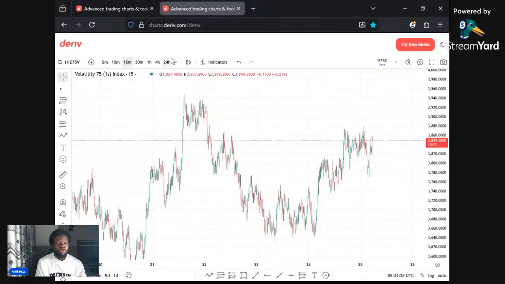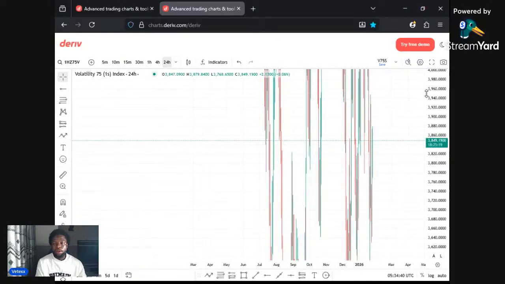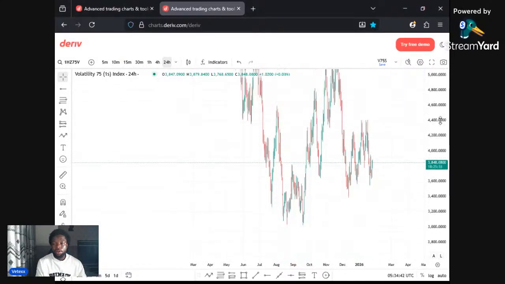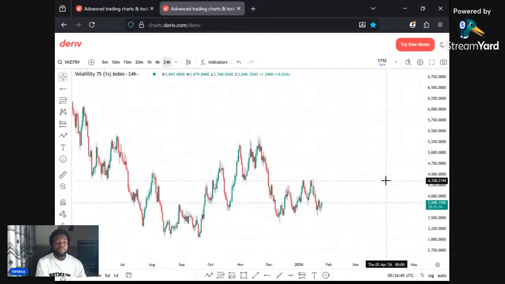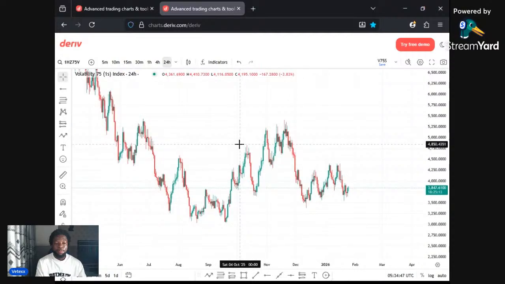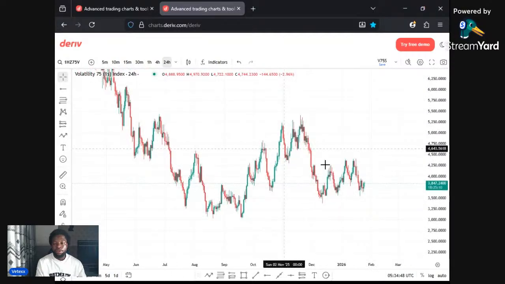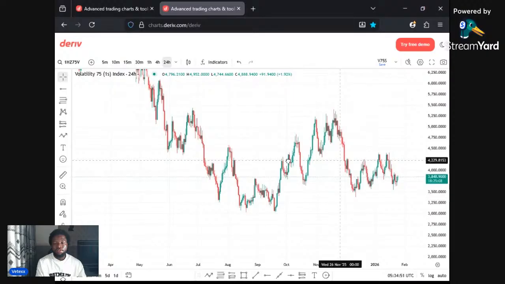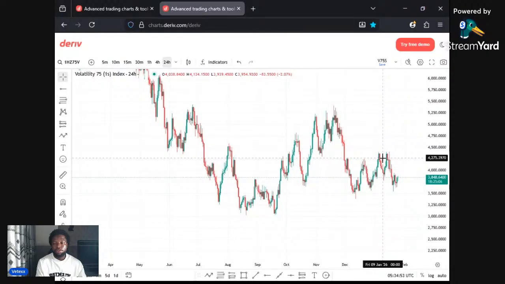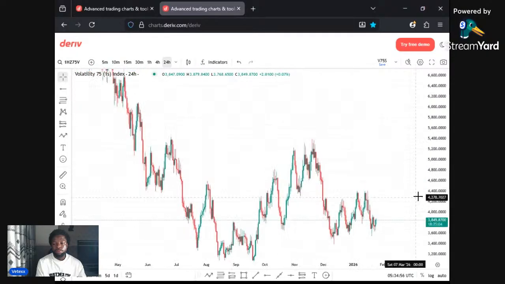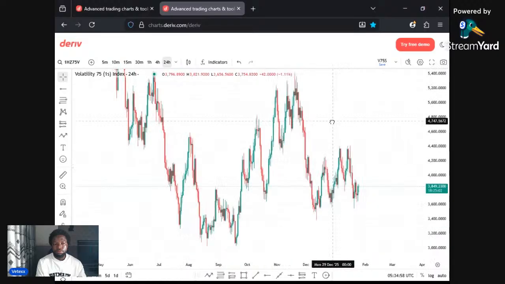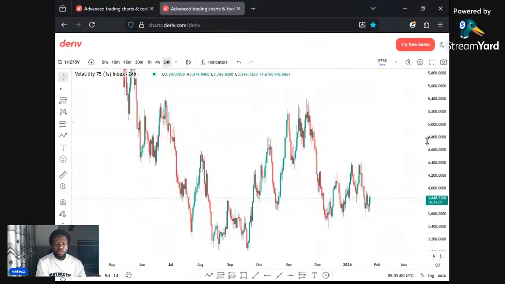So on the V75 1S, starting the analysis from the higher time frame to the lower time frame. On the weekly time frame, the trend is very bearish. But on the daily time frame, price has given us our continuation. And clearly you can easily spot our rule number one, which is sweep of liquidity. Rule number two, we have our first break of structure, which is this.